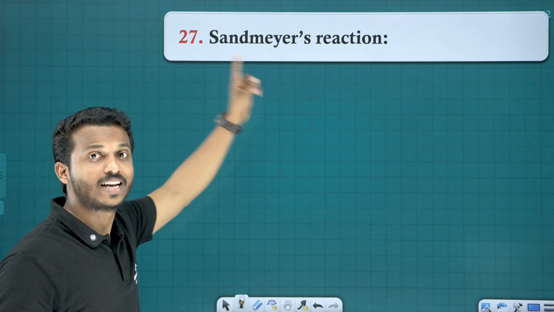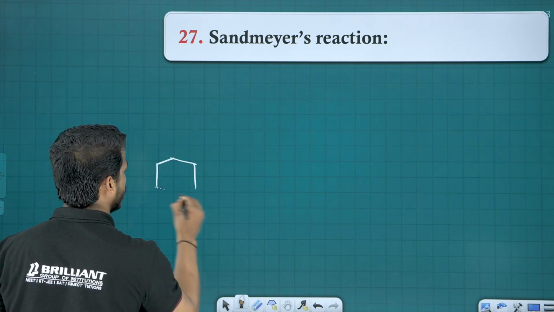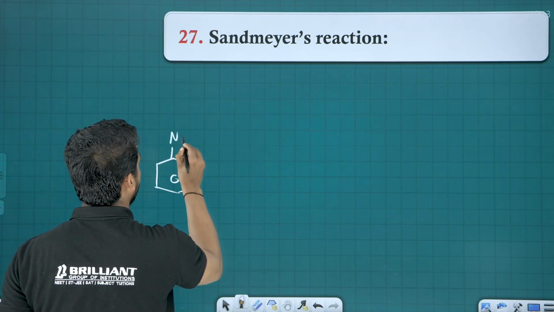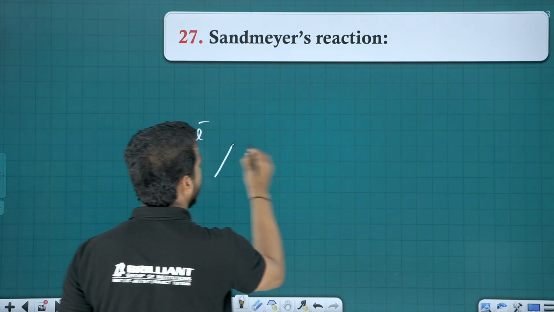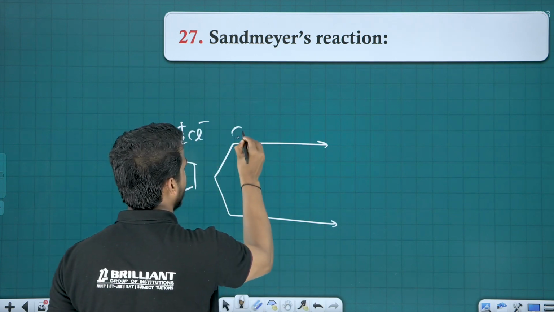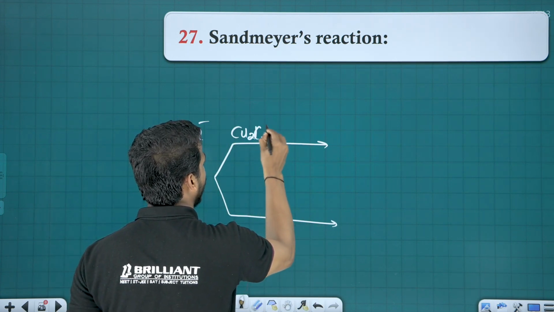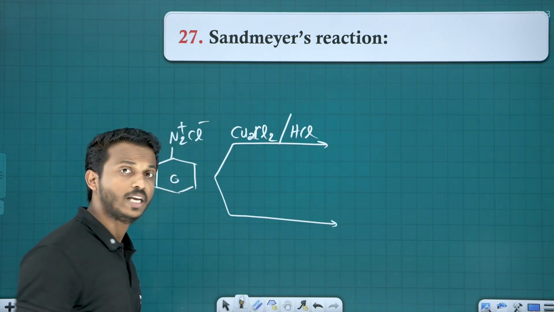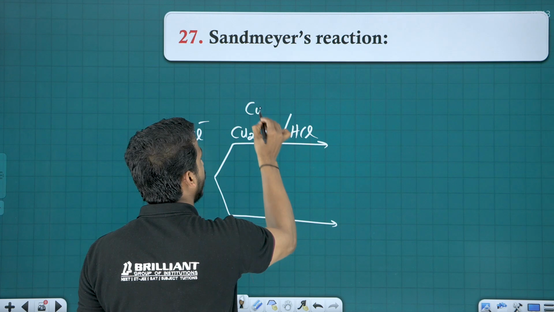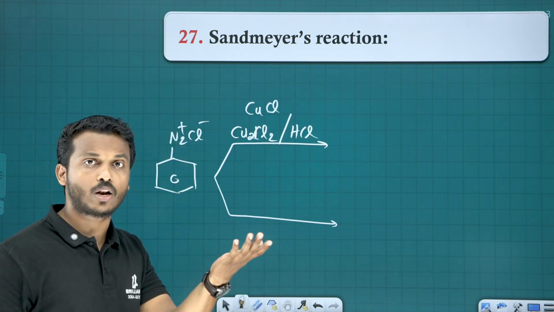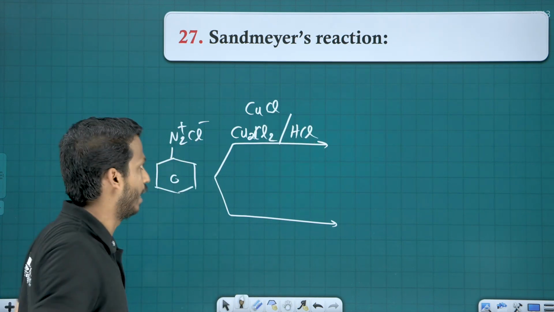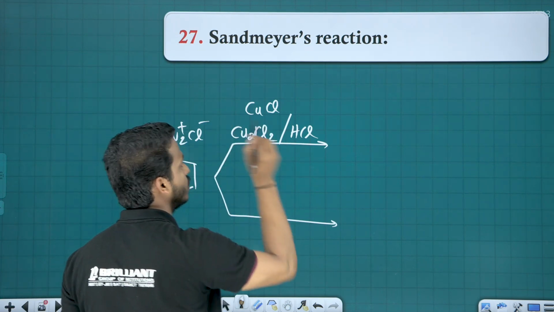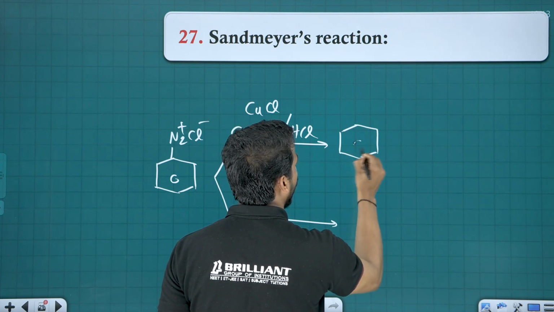What is Sandmeyer's reaction? The formed diazonium salt, what is the diazonium salt? N2Cl. You can convert it into different products. For example, if you are using Cu2Cl2 or HCl, Cu2Cl2. Instead of Cu2Cl2, sometimes you can see in the papers CuCl also. Okay, same one. Copper is in the plus one oxidation state. So when benzene diazonium chloride reacts with Cu2Cl2 or CuCl, that Cl, we get chlorobenzene.